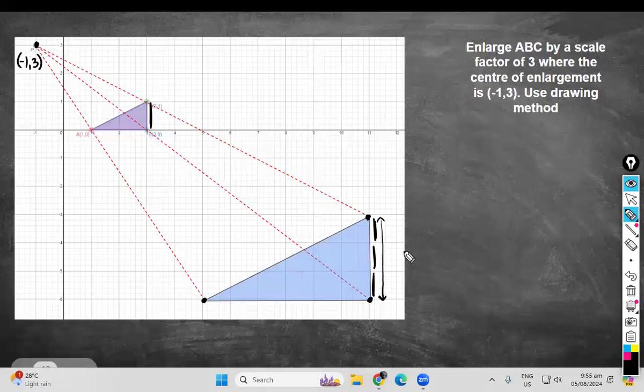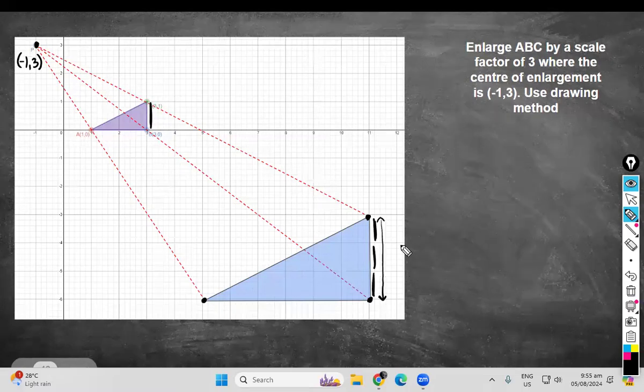So the moral of the story is this: whenever the center of enlargement is not the origin, you cannot use the matrix method. You can't take the matrix and multiply each point by it. That matrix only works if the center of enlargement is the origin. If it's not the origin, unfortunately, you have to use the drawing method.